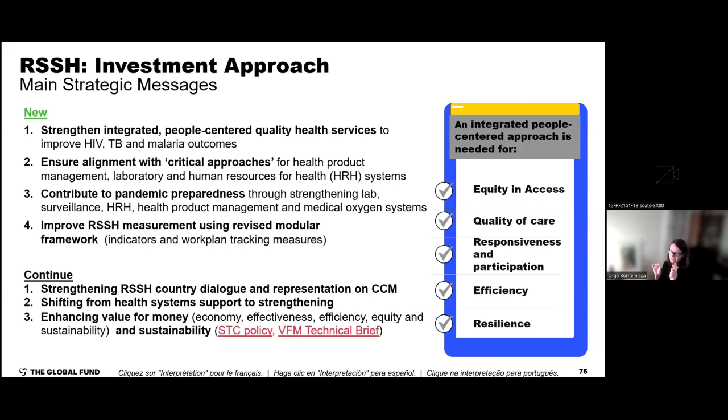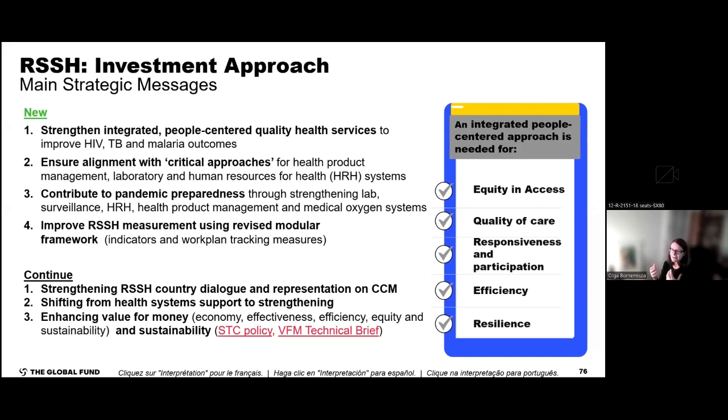Maybe just to elaborate a little bit, because I saw some questions earlier, we're focused on both services. So say maternal and child health services to make sure that HIV, TB, and malaria are dealt with in those services, as well as the systems. So the health product management, the laboratory, the human resources for systems, we want to make sure those are also integrated as much as we can going forward.